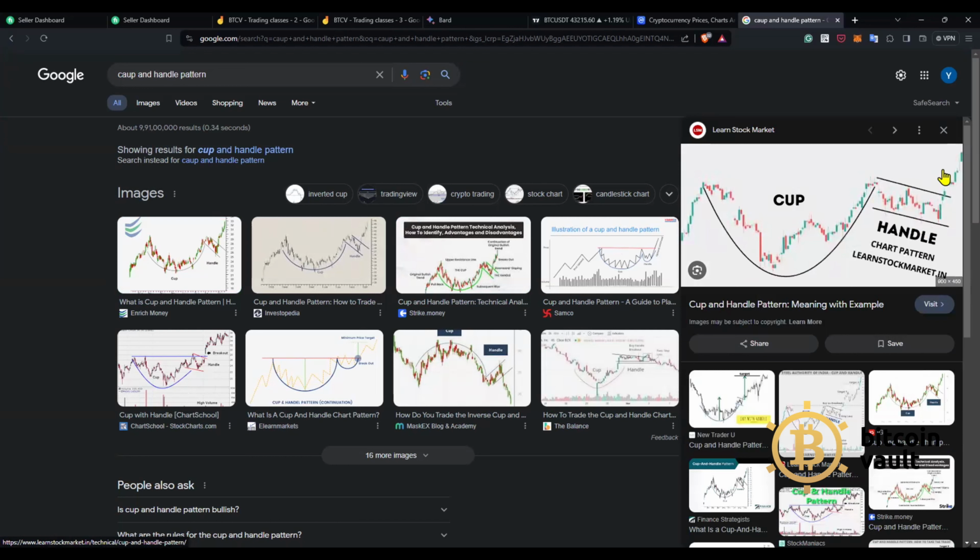Cup, handle, breakout. Guys, do you have any question? Please let me know if you have any question. I will be very, very happy to answer. And of course, if you have more questions, maybe next week, you can just drop them in the group. Yeah, I will reply to you there.